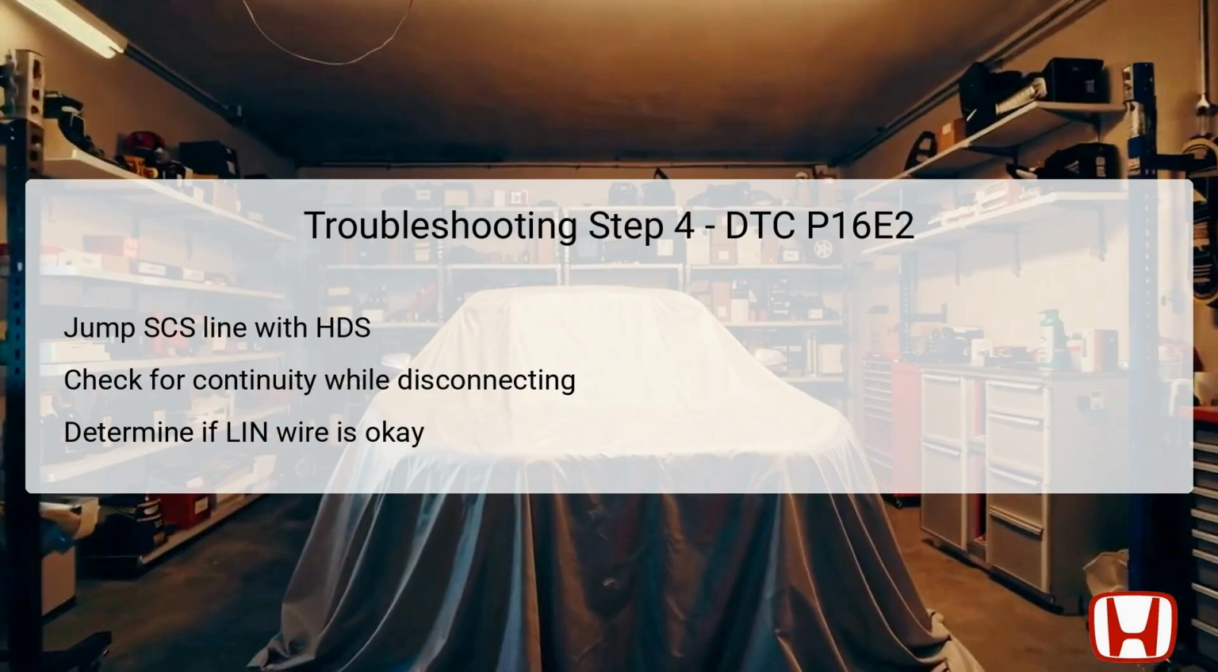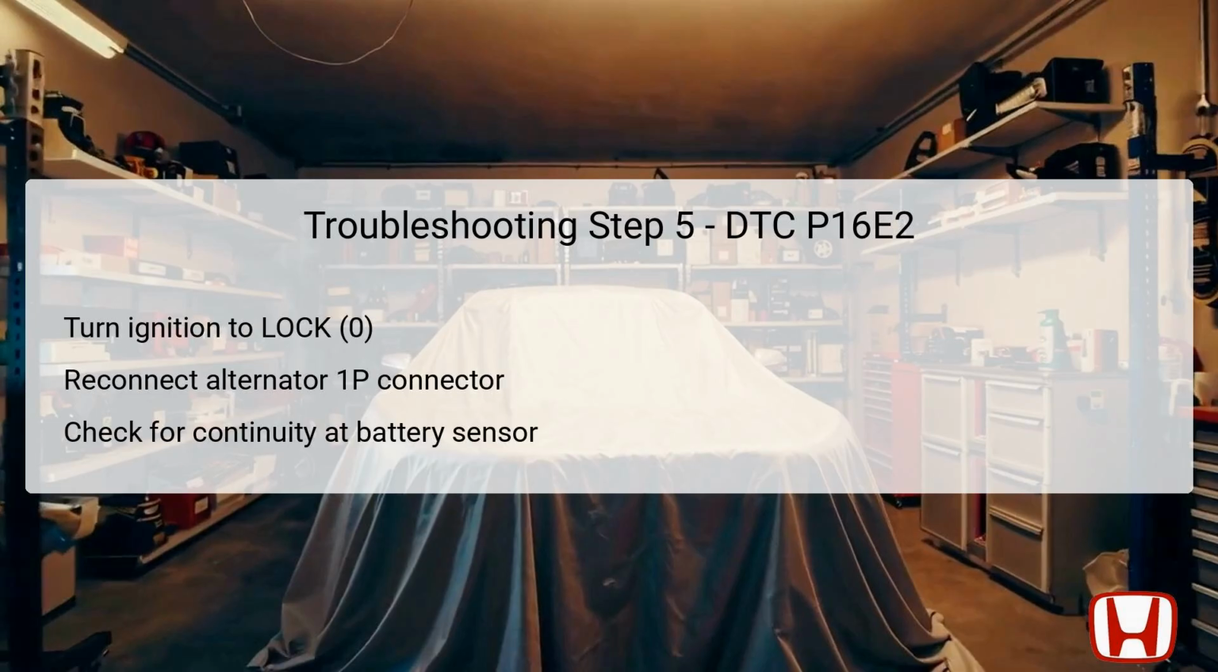If continuity disappears, it indicates that the LIN bat sensor / LIN wire is functioning correctly, and you will then need to replace the part that triggered the disconnection. If continuity remains, there is a short in the LIN wire, and repairs need to be made accordingly to restore proper communication. For troubleshooting Step 5, begin by turning the ignition switch to the lock 0 position to ensure safety while working on the vehicle's wiring.